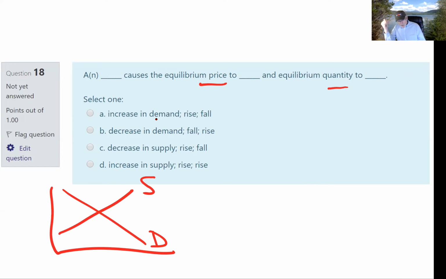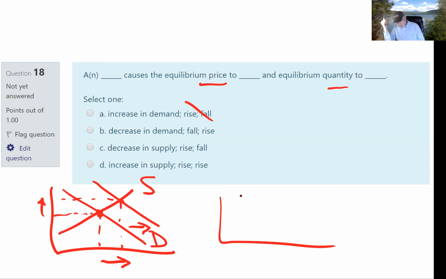An increase in demand. What does that mean? That means a rightward shift of the curve. What does that do? It moves us from this equilibrium to this equilibrium. Quantity goes up and the price goes up. A says an increase in demand will cause the price to rise and the quantity to fall. No, that's not right.